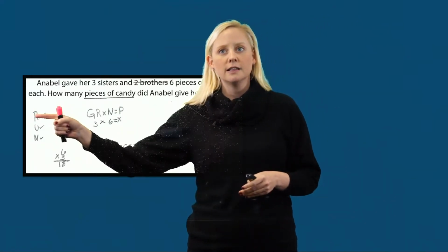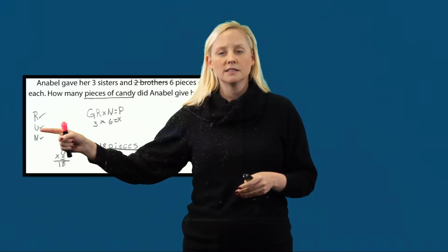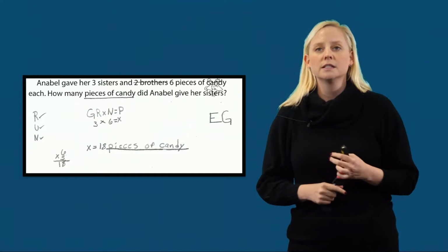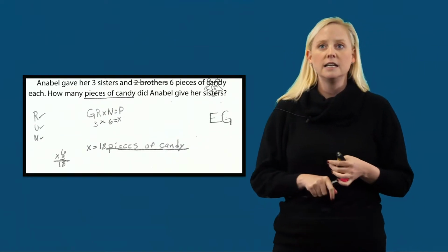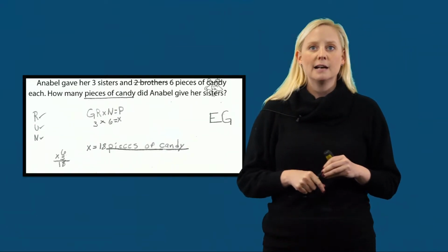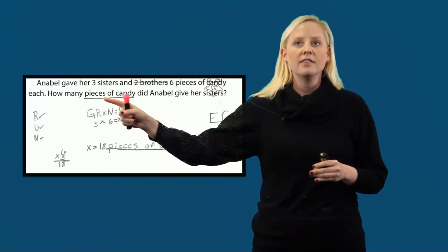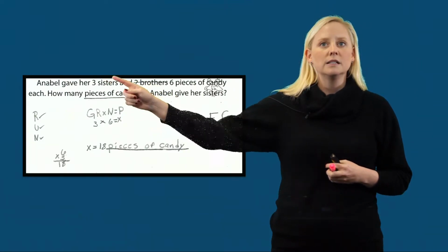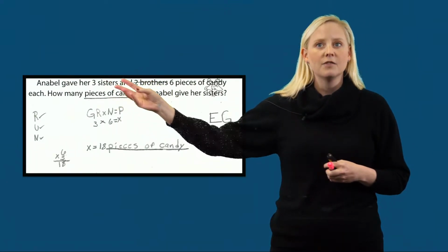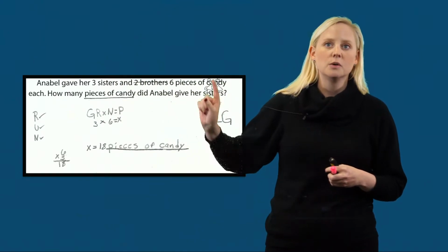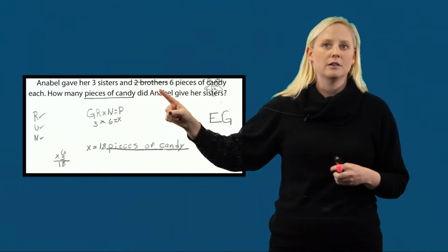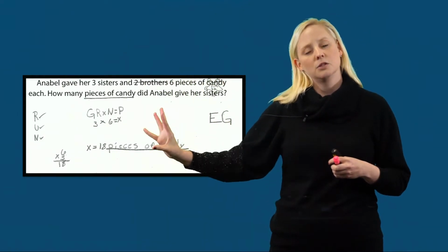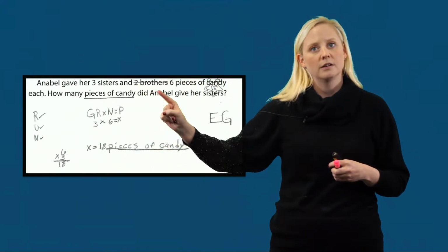The student read the problem, underlined the label, crossed out irrelevant information, and named the problem type. It says Annabelle gave her 3 sisters and 2 brothers 6 pieces of candy each. How many pieces of candy did Annabelle give her sisters? She underlined the label as pieces of candy. She identified that there were 3 sisters, which we needed because she gave the candy to her sisters, but we don't care about 2 brothers. That doesn't have anything to do with the candy or giving them to her sisters. So we cross out 2 brothers.